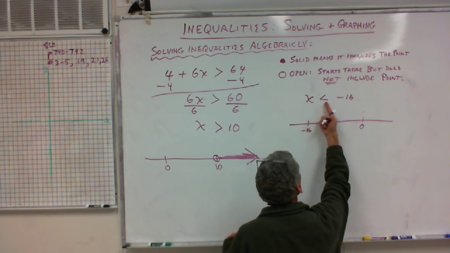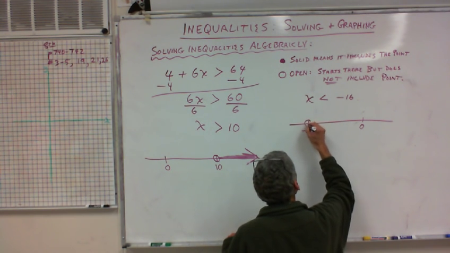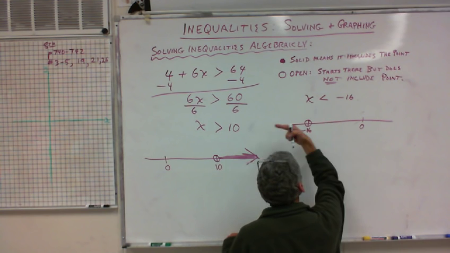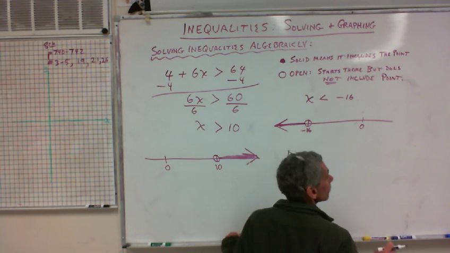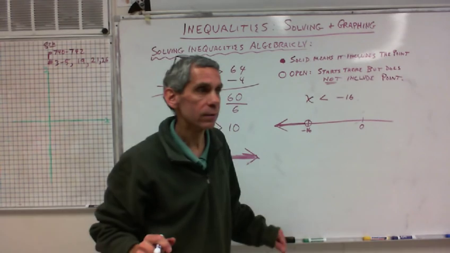Does it include this point? No. The only time it includes it is if there was a straight line underneath it. So it's going to start at negative 16, and it's going to be less than. It's going to go this way, and you put your arrow. Pretty easy, right?